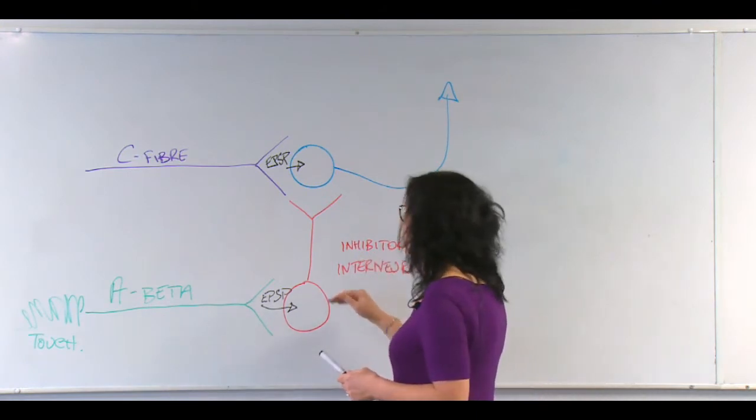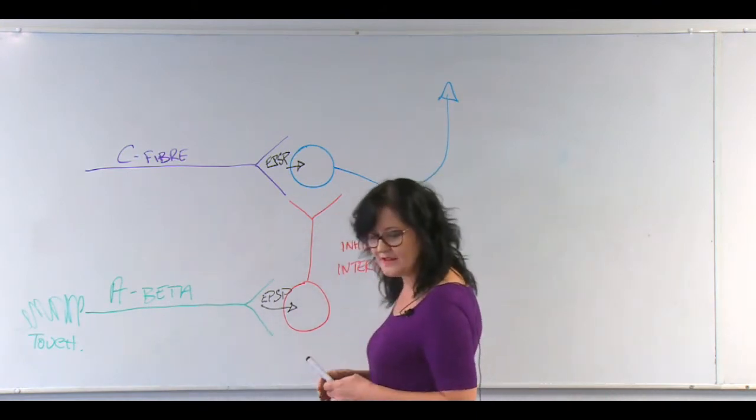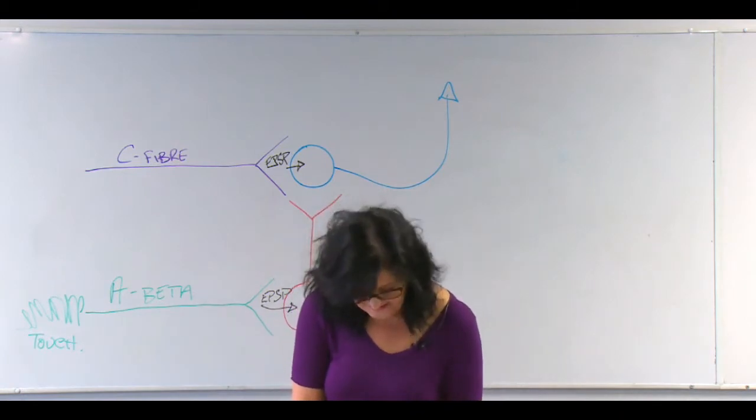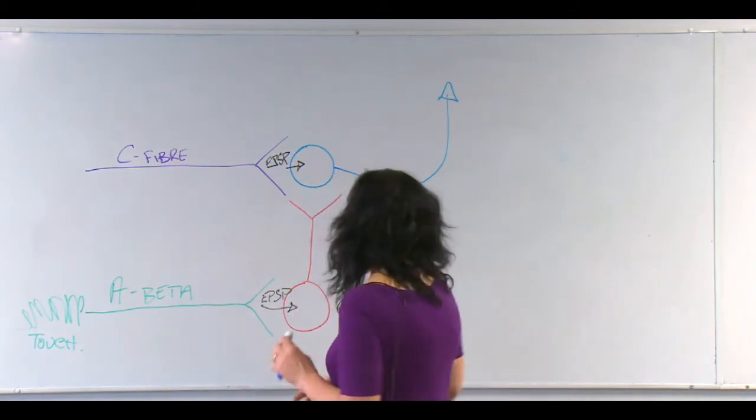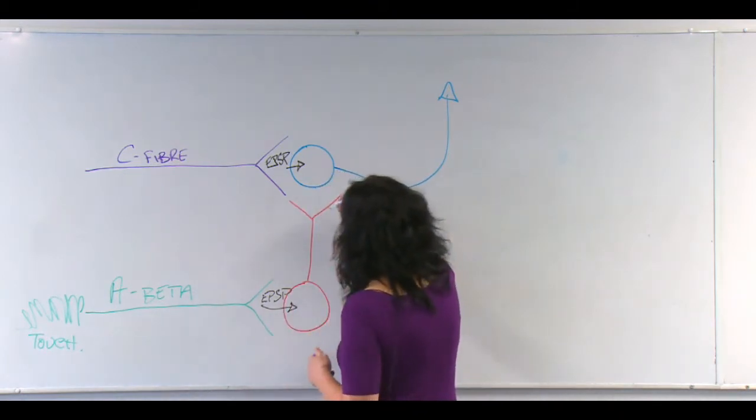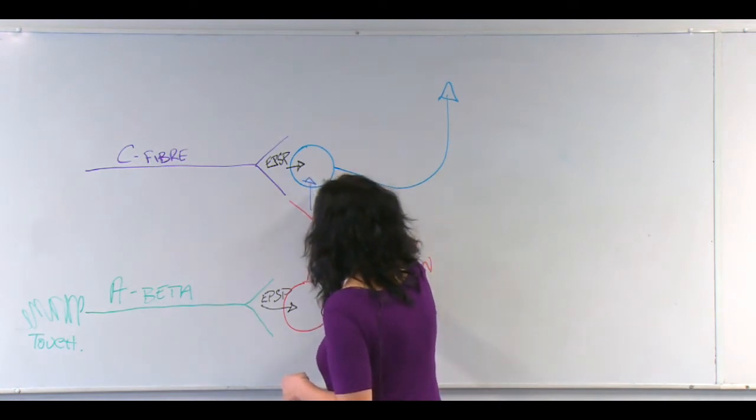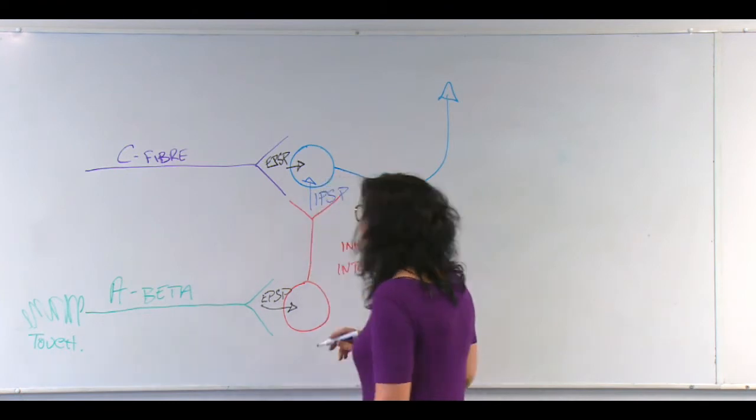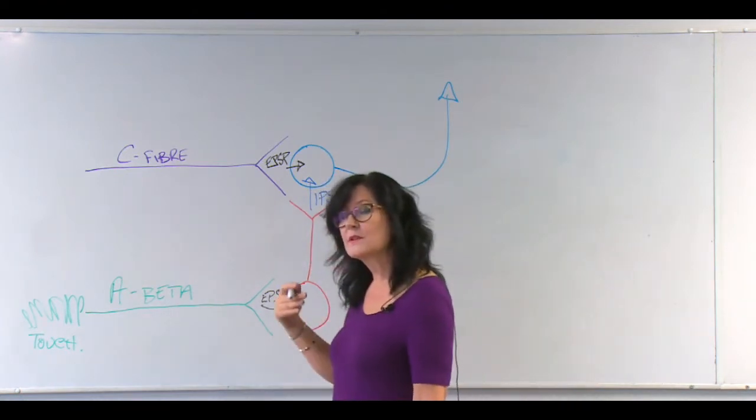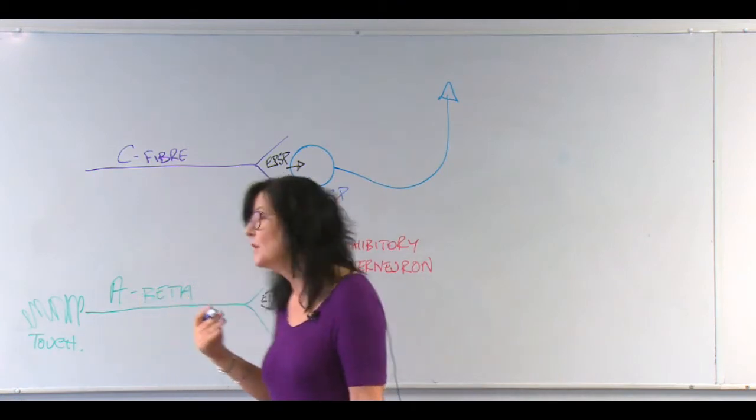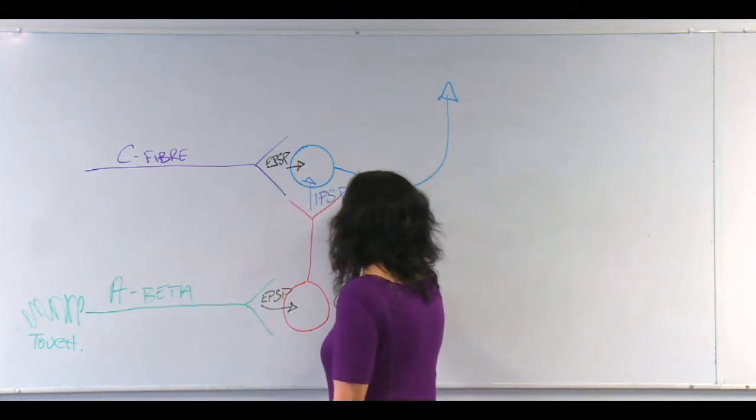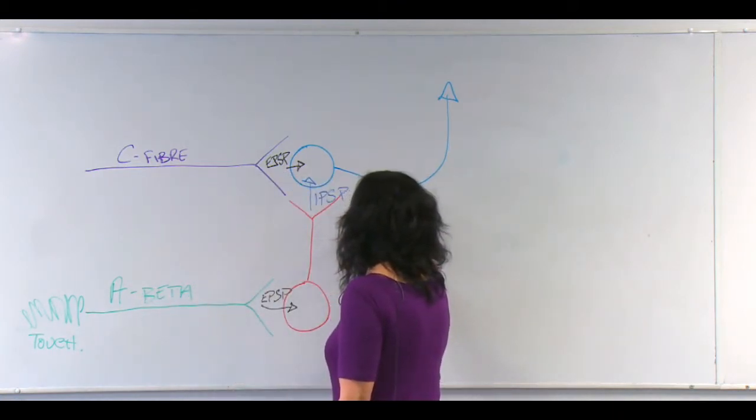The inhibitory interneuron, on the other hand, at the other end, creates in our second order afferent an IPSP, inhibitory postsynaptic potential, using the neurotransmitter GABA.